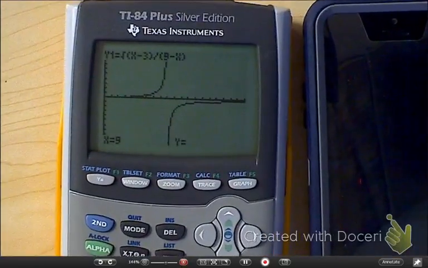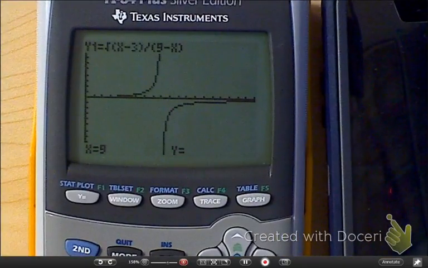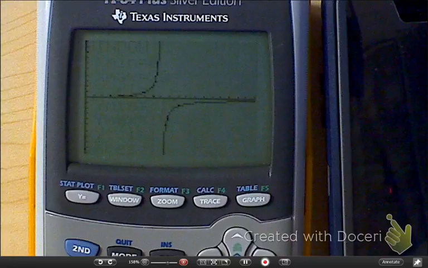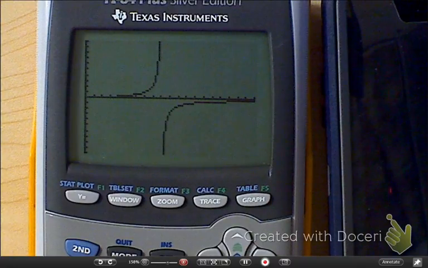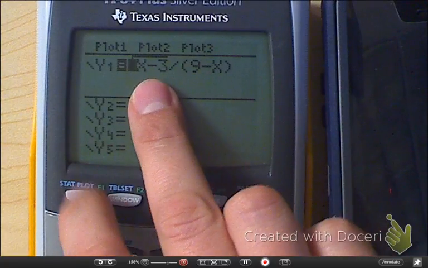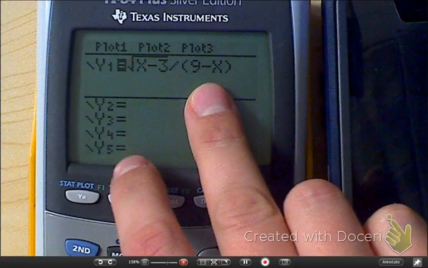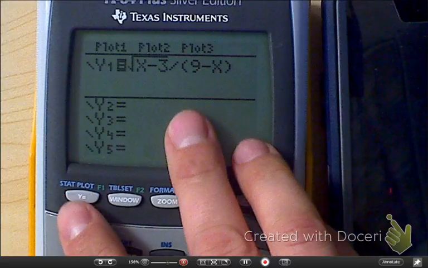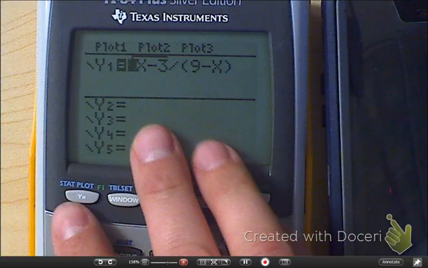Alright, did you guys graph yours? And did you get a good viewing window where you could see the graph on there? Here's the window I used. I used from 0 to 20 for x and from negative 10 to 10 for y. And that gave me this graph. Does your function look like this? The square root of x minus 3 divided by 9 minus x? Are you sure you used negatives and not minuses?